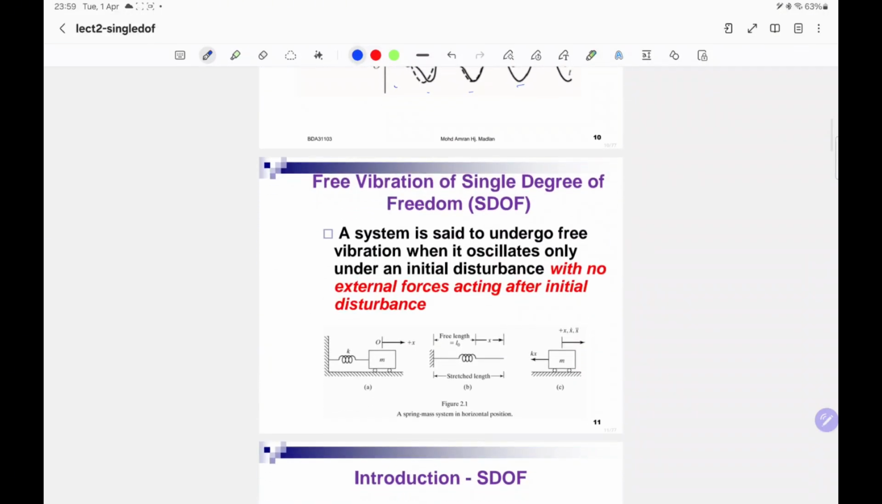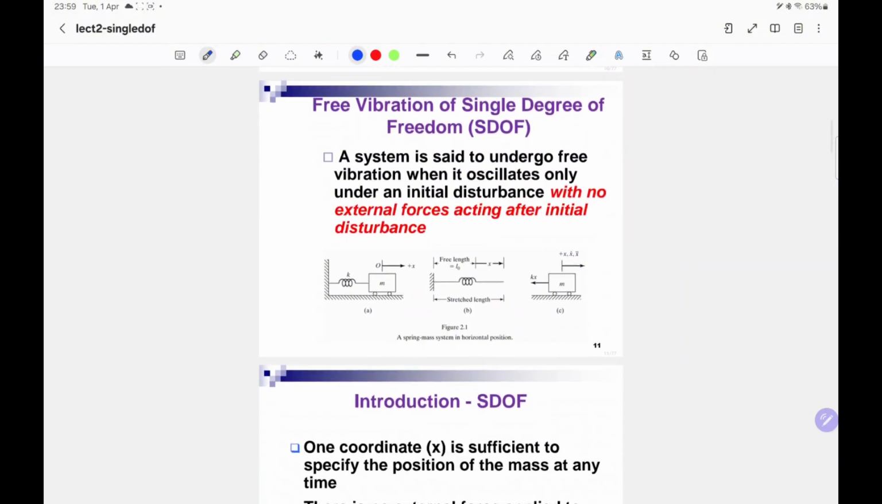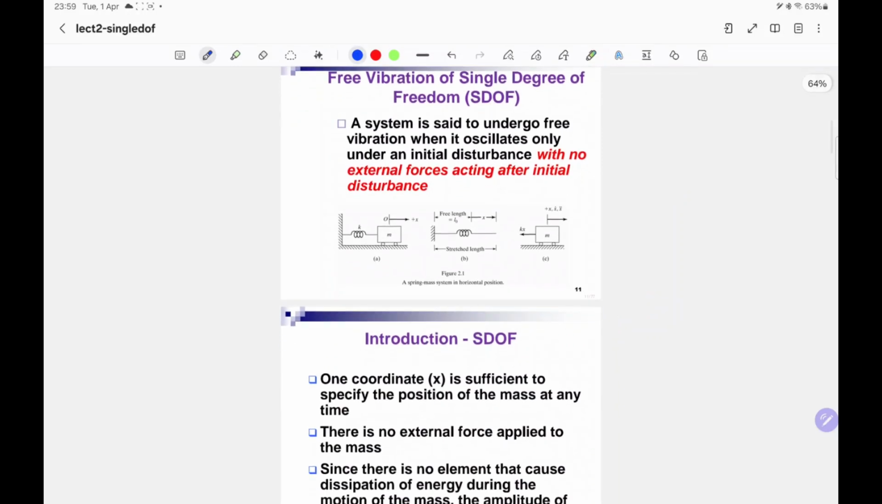Alright, so let's look at free vibration of a single degree of freedom system. Basically, a system is said to undergo free vibration when it oscillates only under an initial disturbance, with no external force acting after the initial disturbance.